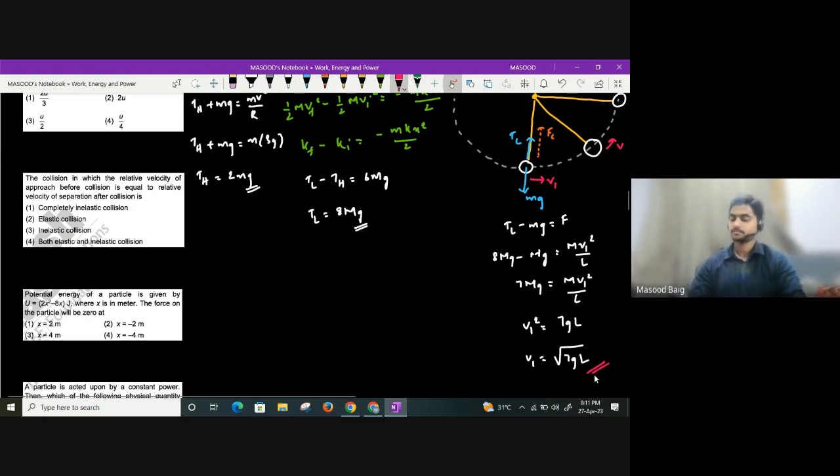Is that clear? We need to know how to write the equations for circular motion. Very simple: whenever an object performs circular motion, there should be a force directed towards the center, called the centripetal force. Can it exist on its own? No, it can never exist on its own. It has to be provided. So here, who is providing the centripetal force? The resultant of tension and weight. In all cases, the resultant of tension and weight will provide the necessary centripetal force. Clear, everyone?